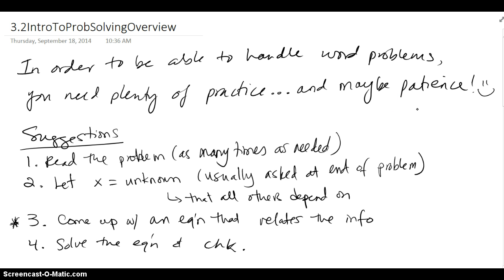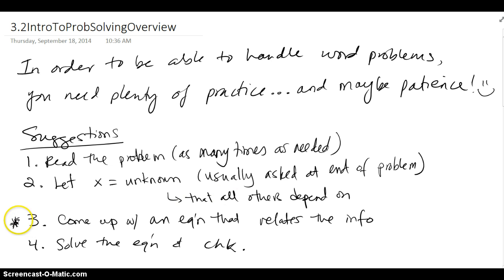So suggestions are that first, of course, read the problem as many times as is needed until it kind of makes sense to you. Sometimes the first time or the second time around you have no clue what it's asking. And then I suggest always you let x, or whatever variable you would like, be your unknown. And usually it's asked at the end of the problem. And let it be the unknown that all others depend on. In other words, if the problem is talking about Sam's age and then John's age is 2 years older than Sam's age, you probably want to let x be Sam's age so that John's age can be x plus 2. When we do the examples, you'll see what I mean.